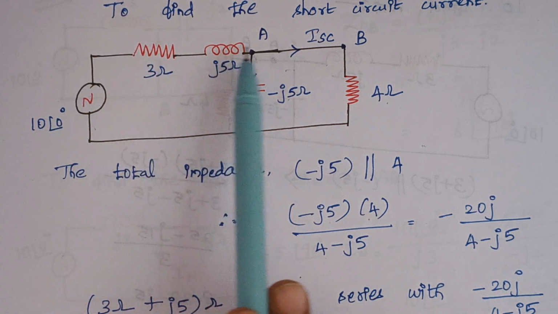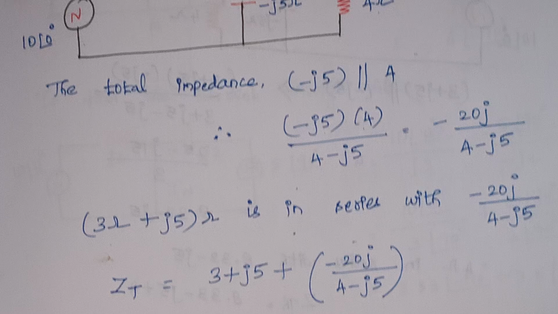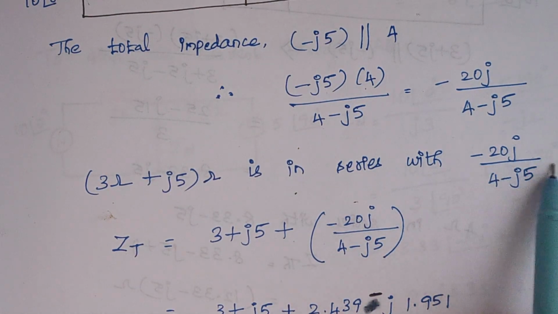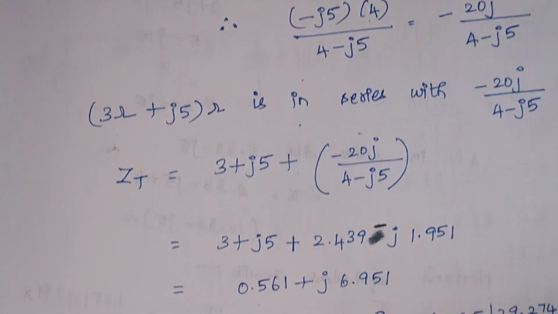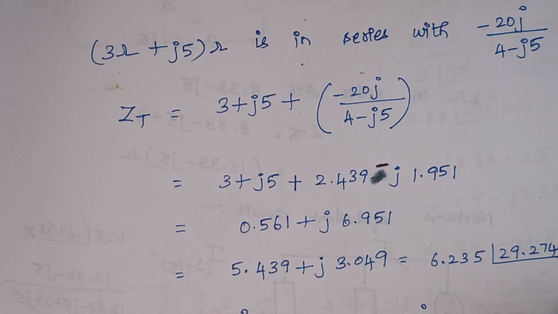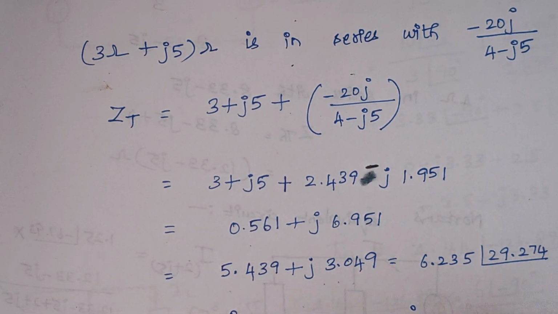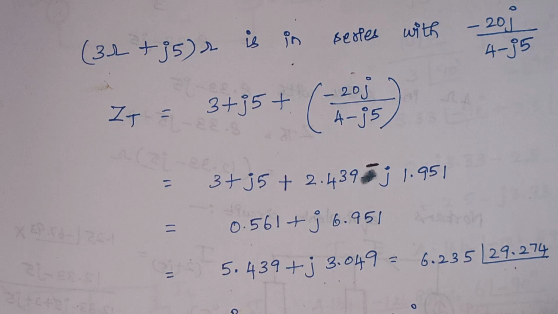And now this path and this path come in series. So here 3 plus J5 plus minus 20J divided by 4 minus J5. Once you simplify this, finally the value of impedance is 5.439 plus J3.049. Here, this rectangular form is converted into polar form. The next thing is we are going to calculate the total current.